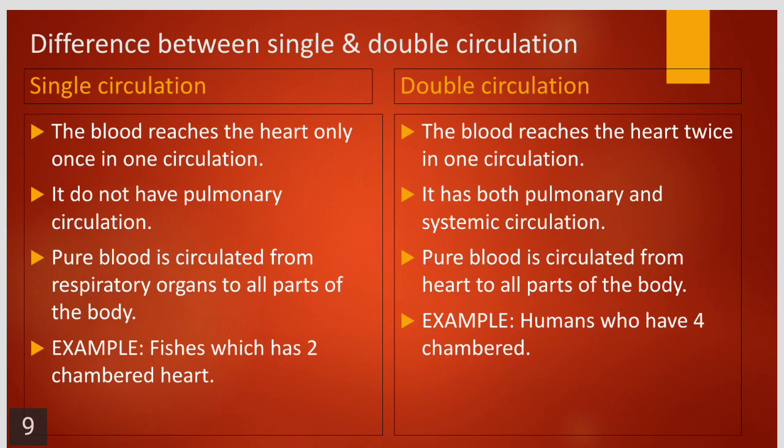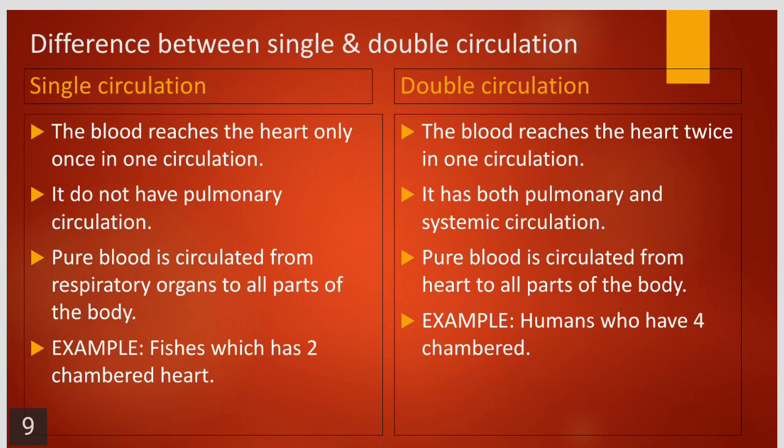Now see the difference between single and double circulation. In single circulation, the blood reaches the heart only once. It does not have pulmonary circulation, meaning no lungs are present. No lung function is there. And pure blood is circulated from the respiratory organ to all parts of the body. The heart is not sending the blood to all parts of the body. Respiratory organs are sending it. Example, fish, with a 2-chambered heart.